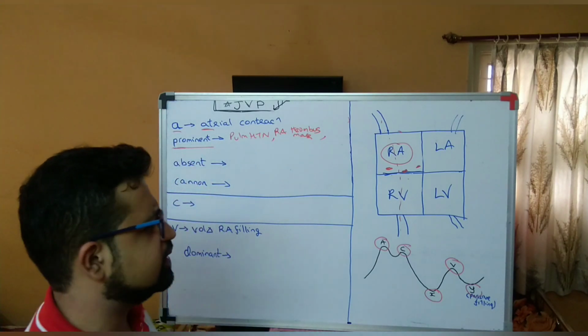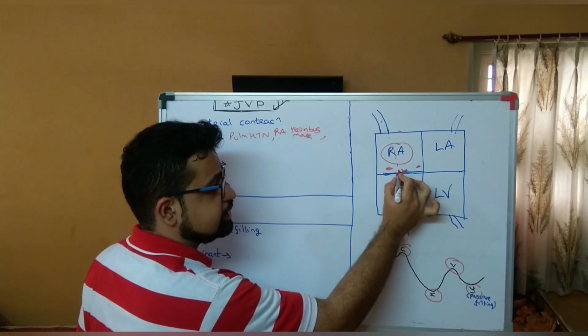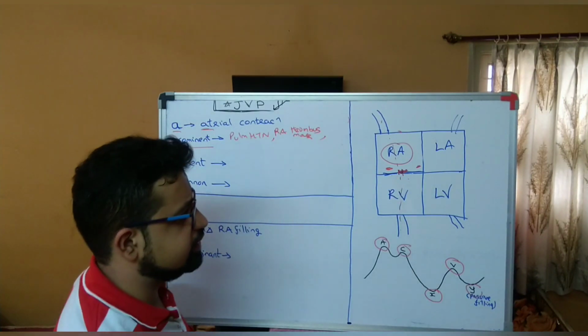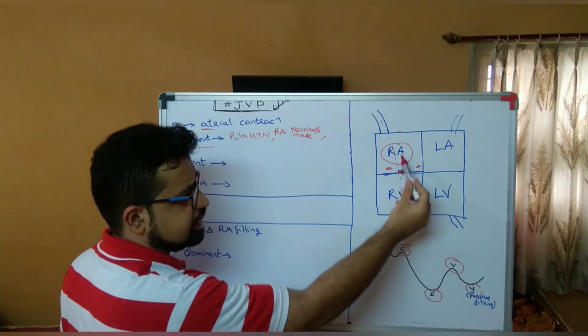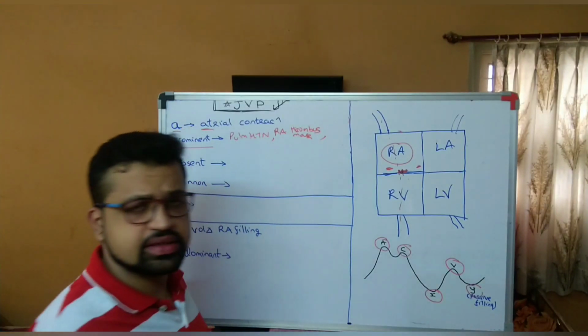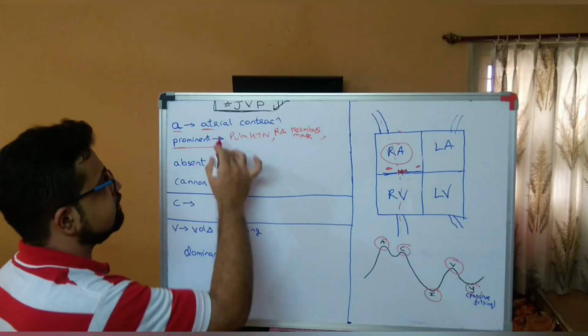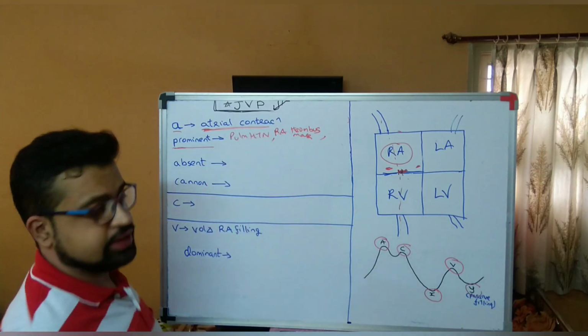Imagine the stuff. When would the pressure in the right atrium be more? When there is tricuspid valve stenosis. When there is stenosis at the interface between right atrium and right ventricle, obviously imagine the pre-existing pressure in the right atrium would be more. That's why you get the prominent A wave at the time of atrial contraction, right?